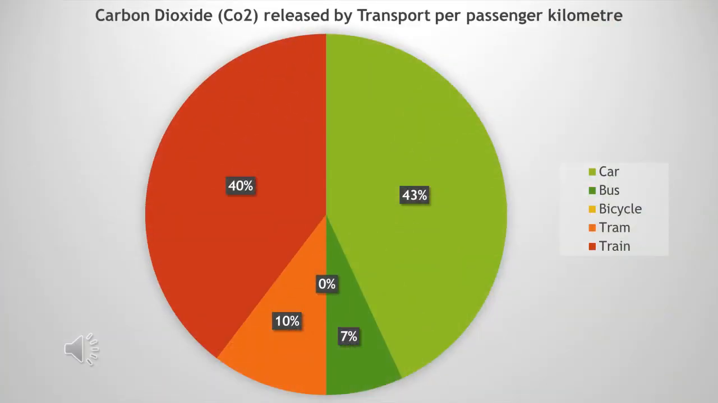This pie chart clearly represents the results that bus is the most effective form of transport, releasing the least amount of carbon dioxide per passenger kilometre. The 0% in this pie chart also represents the amount of carbon emissions a bike emits per kilometre, making it a great form of transport, but in this case it is not a form of public transport.